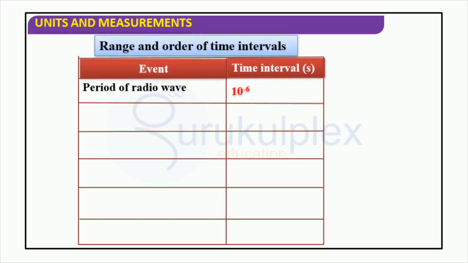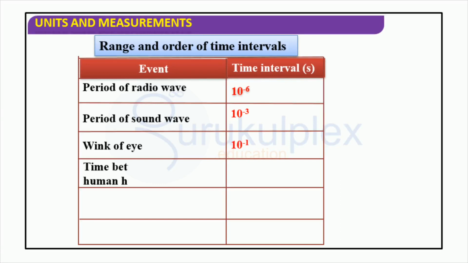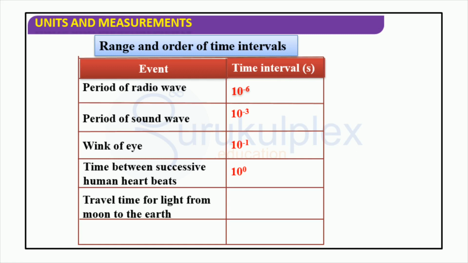We will explore different units and measurements of time, such as intervals in seconds, period of radio waves, sound waves, the wink of an eye, the time between human heartbeats, and the travel time for light from the moon to the Earth and also from the sun to the Earth. Let us observe how these different measurements of time differ.